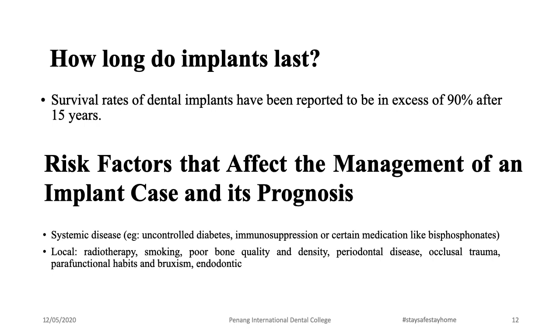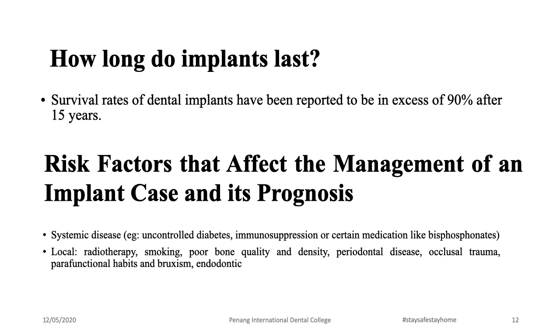Risk factors that affect the management. Basically, when you see patients who are edentulous, most are elderly. Very rarely do you see younger patients who have become edentulous. Those elderly patients definitely have certain systemic problems. Hence, determining the systemic problem before the placement of an implant is very essential, as if not, it may lead to poor prognosis.